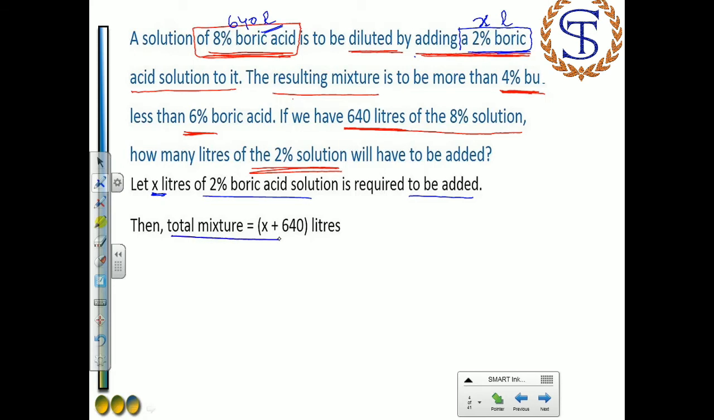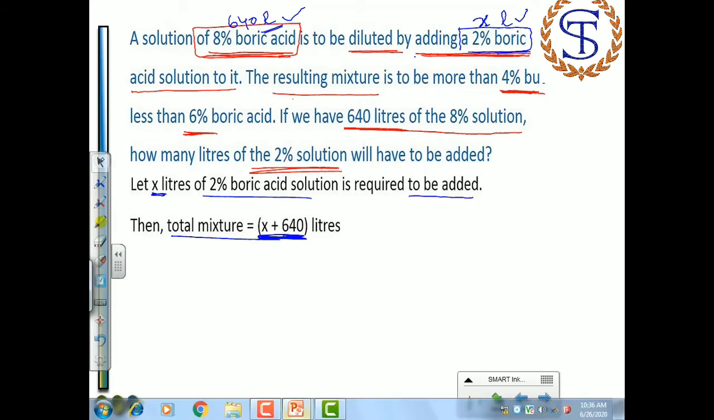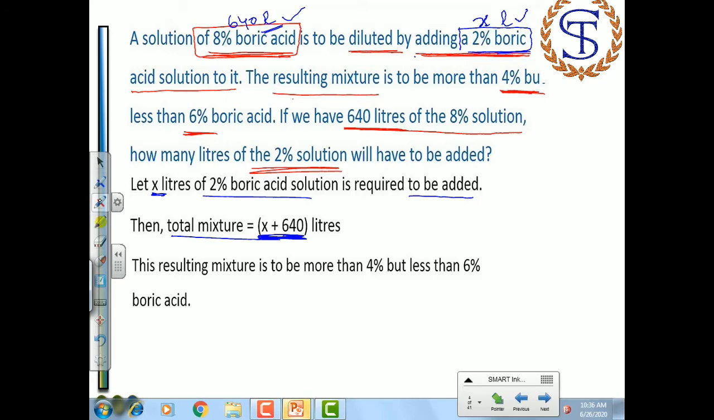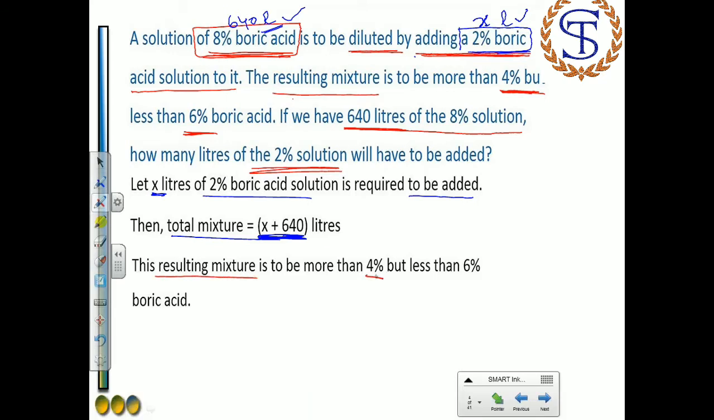So the resulting total mixture will be X plus 640. Why is it X plus 640? X is this 2% boric acid solution and 640 is given here. So the total mixture is X plus 640 liters. But in this total resulting mixture, what is given to us? It is given that the resulting mixture is between 4 and 6.